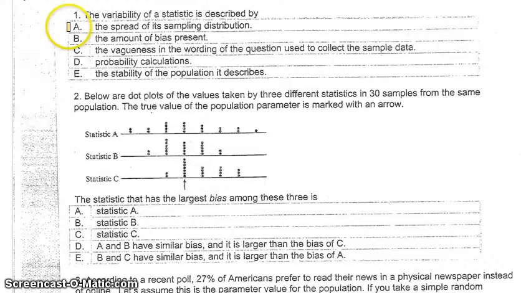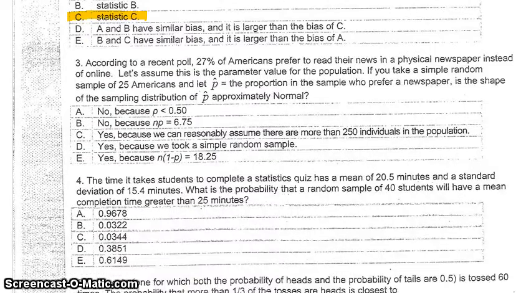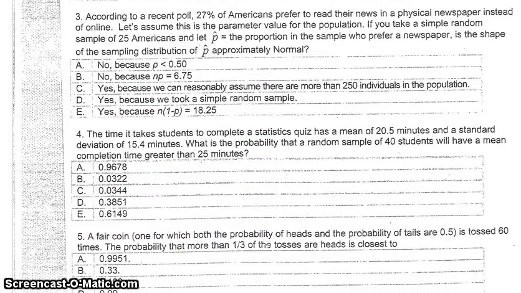Everybody knows. You're going to read carefully. Boom. Okay. Number 2, we look at our dot plots for the statistic that has the largest amount of bias, meaning most deviation to one side. I think that's fairly obvious in that it is C. Remember, bias is consistent on one side. Here we go. Number 3.